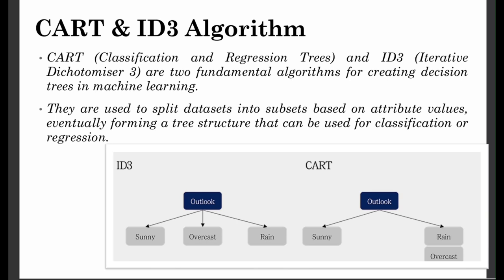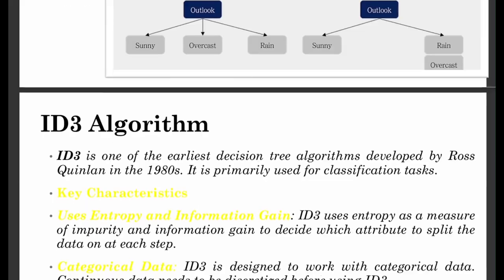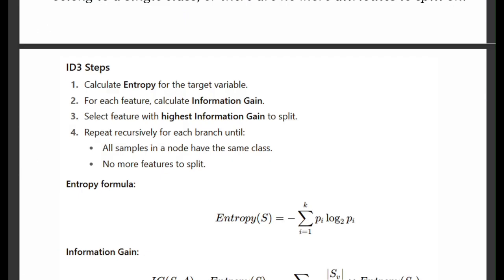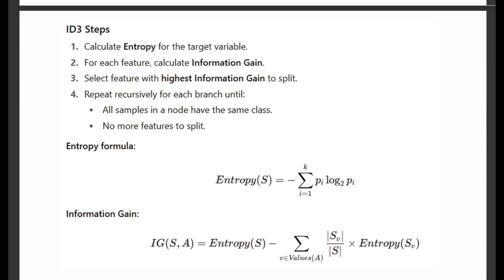First, calculate the entropy of the target class. Second, for each feature, calculate the information gain of splitting on that feature. Third, choose the feature with the highest information gain as the split point. Fourth, create subtrees recursively. Fifth, stop when all the data in a node belongs to a single class or there are no more features to split on. These are the steps to calculate ID3.